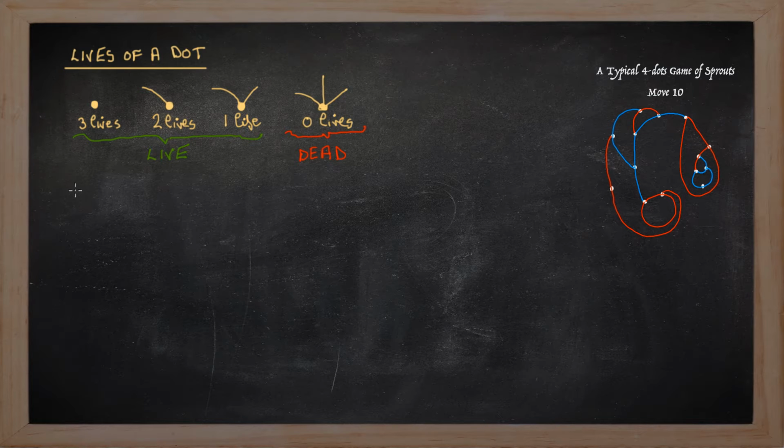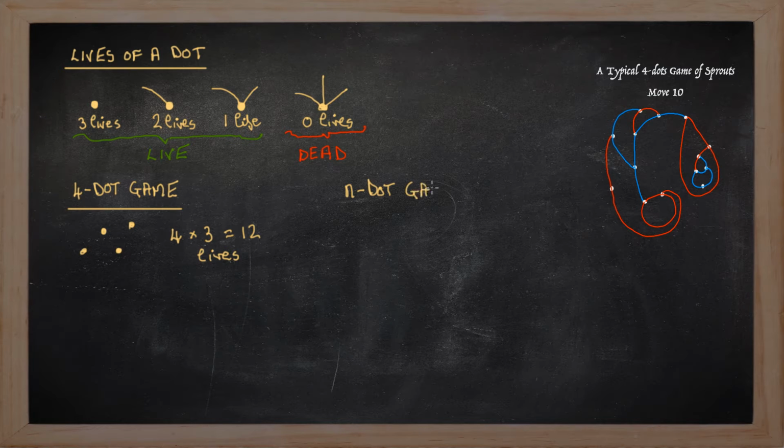So let's examine the initial position when we have a 4-dot game like the one we illustrated there. So we start with 4 dots, all of which have 3 lives. So there's 4 lots of 3 lives in the initial start of this game. So 12 lives to begin. And likewise, if we generalise towards an n-dot game, if we start with n dots, and we've not moved, so there are no lines in there, there'll be n lots of 3 lives available for lines. So we start with 3n lives.